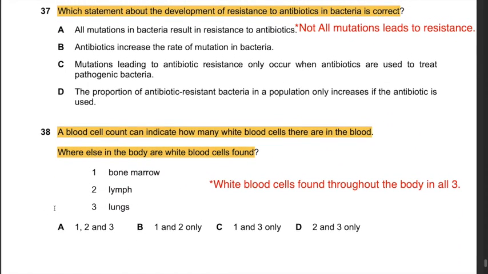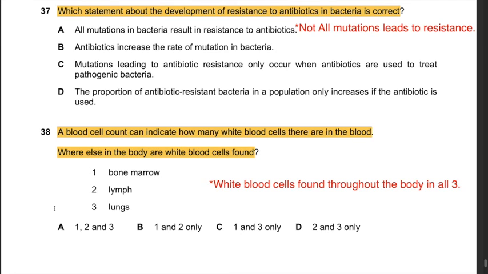Question 37. Which statement about the development of resistance to antibiotics in bacteria is correct? A. All mutations in bacteria result in resistance to antibiotics. B. Antibiotics increase the rate of mutation in bacteria. C. Mutations leading to antibiotic resistance only occur when antibiotics are used to treat pathogenic bacteria. D. The proportion of antibiotic resistant bacteria in a population only increases if the antibiotic is used.